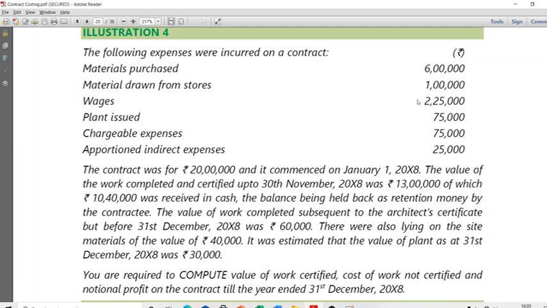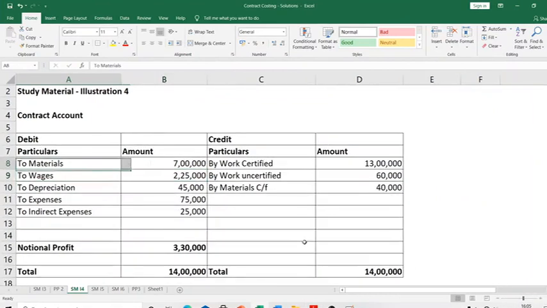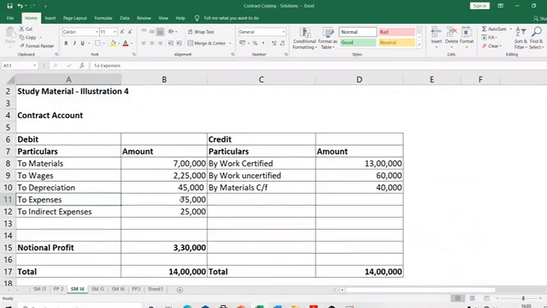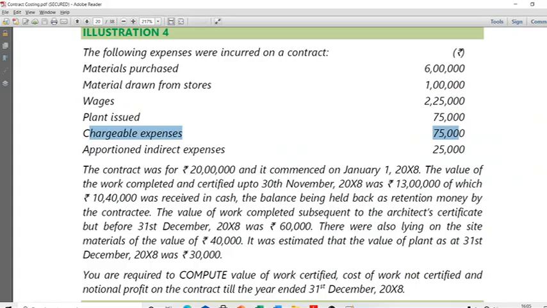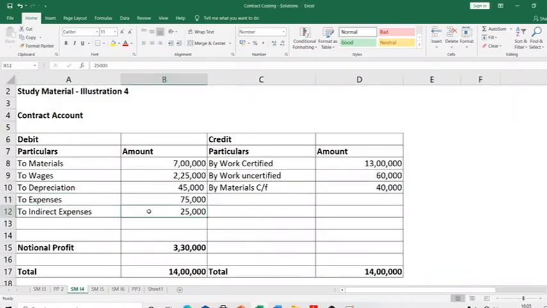Next, wages. 2 lakh 25,000. I go and write here 2 wages, 2 lakh and 25,000. Let me zoom this a little more. Okay, 2 wages, 2 lakh 25,000. Let me come to depreciation, but before that, come to chargeable expenses. Some expenses are incurred, 2 chargeable expenses, 75,000. Then apportioned indirect expenses. Some indirect expenses, some overheads were basically incurred. Some basis of apportionment was used, and this contract is getting a share of the overheads to the extent of 25,000. So you are capturing that by saying 2 indirect expenses, 25,000.